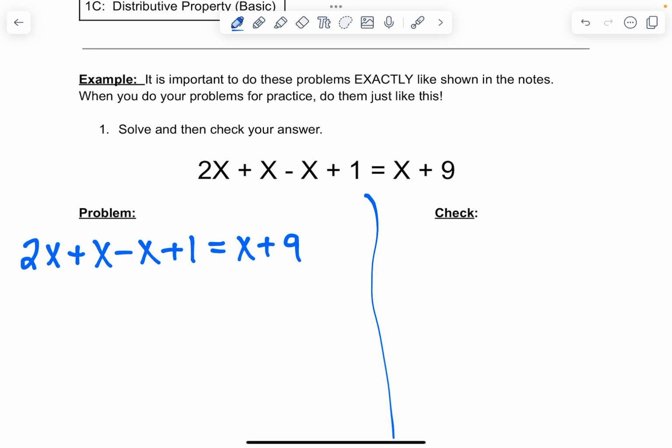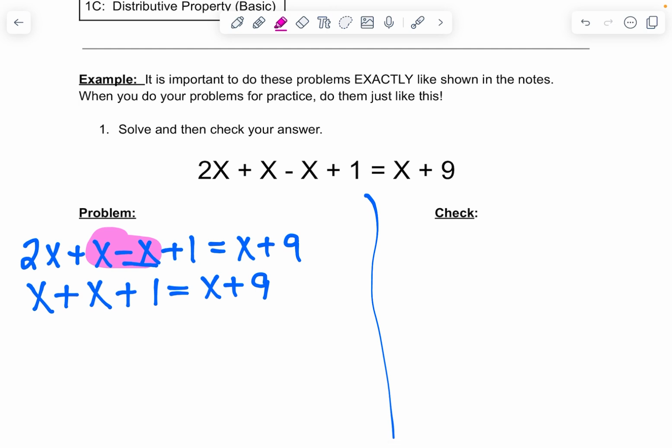So first of all, I'm going to go x plus x, that's the 2x, plus x, and then it tells me to take away an x. That's what this means. So I'm going to go ahead and erase it. And then I'm going to do plus 1 equals x plus 9. So where this is different, it comes in right here, where I place an x on the balance and then take off the x. So essentially, all I have then are 2 x's.